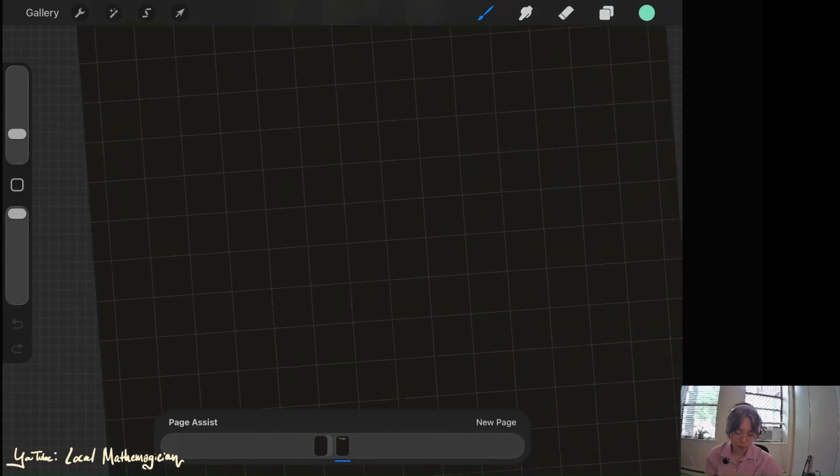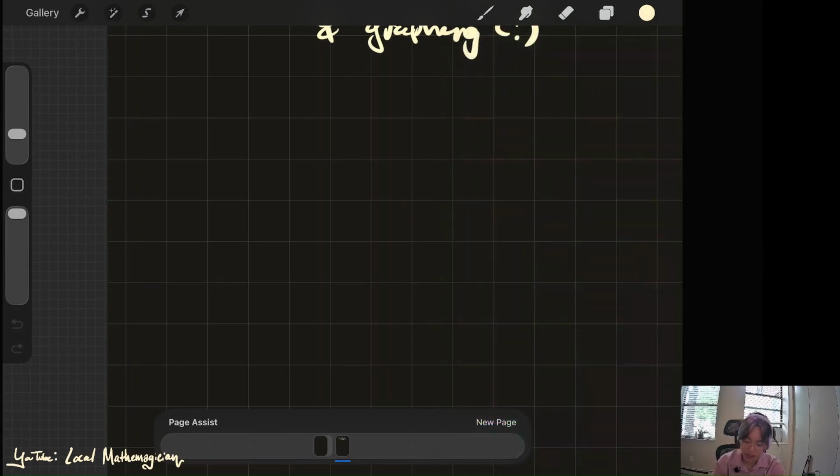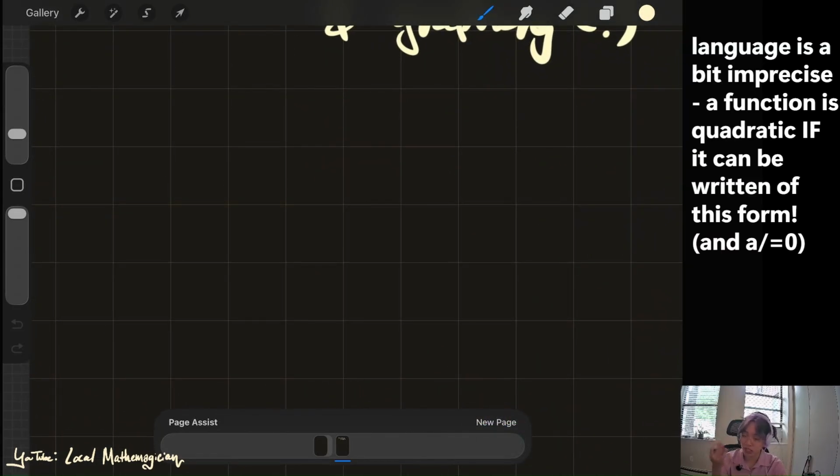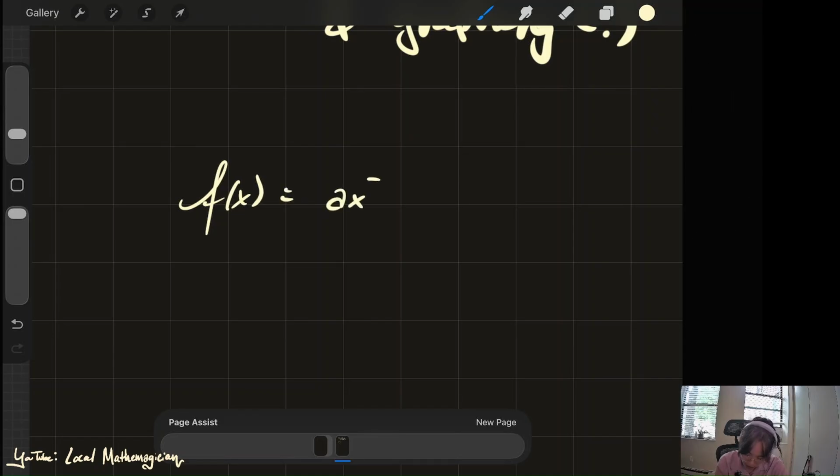Okay, ready? So, a function specifically is a quadratic function if it's of the form f of x is equal to ax squared plus bx plus c. Easy enough.